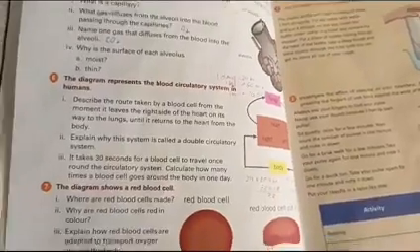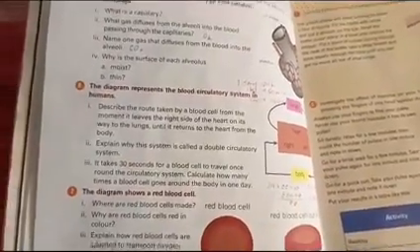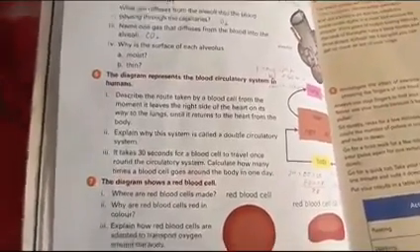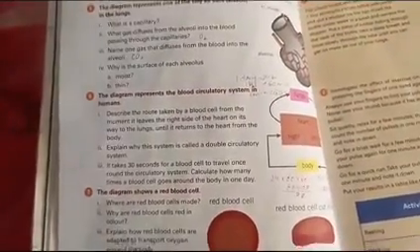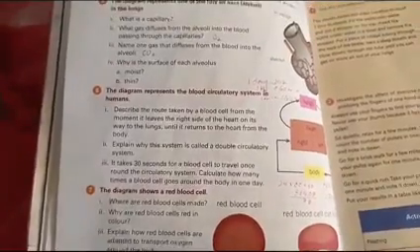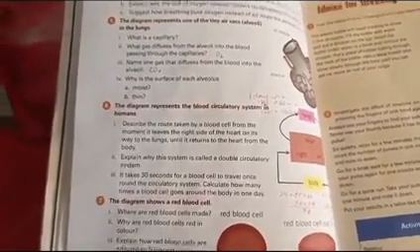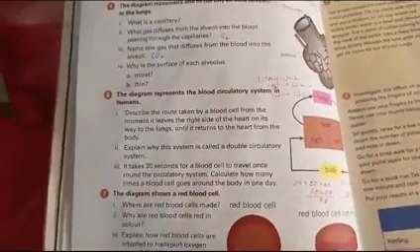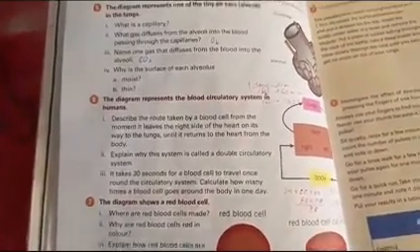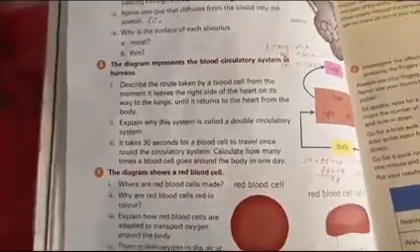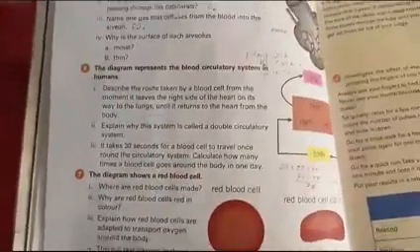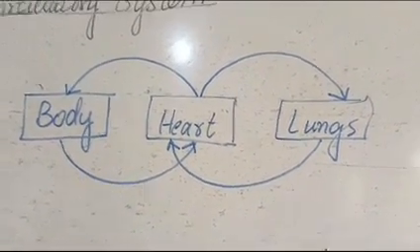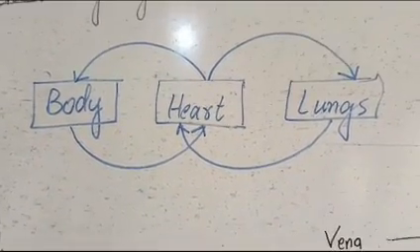Now come to question number 6. You have to attempt this question in the book as well. Statement 1: describe the route taken by the blood cell from the moment it leaves the right side of the heart on its way to the lungs until it returns to the heart from the body. You have to keep in mind the pumping cycle and attempt this question. Explain why this system is called the double circulatory system. If you remember this flow diagram, then you can attempt this question easily.